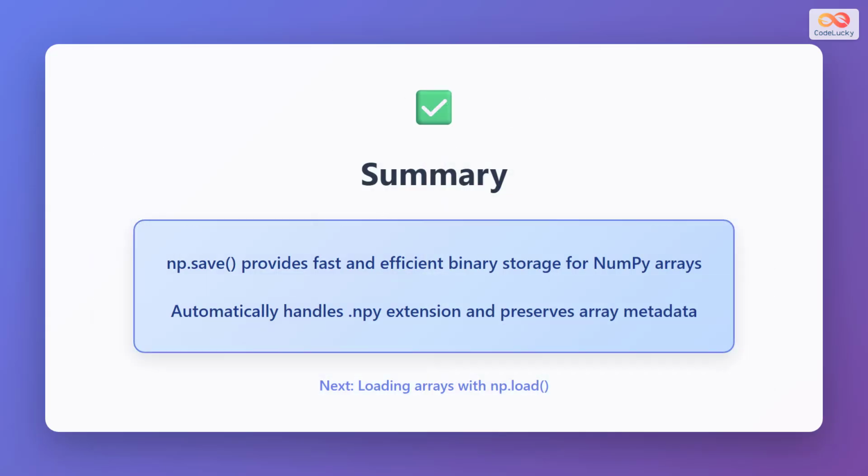To summarize, np.save provides fast and efficient binary storage for NumPy arrays. It automatically handles the .npy extension and preserves all array metadata, including shape and data type. In the next video, we'll learn how to load these saved arrays back using np.load.